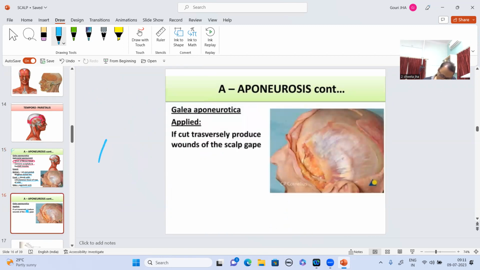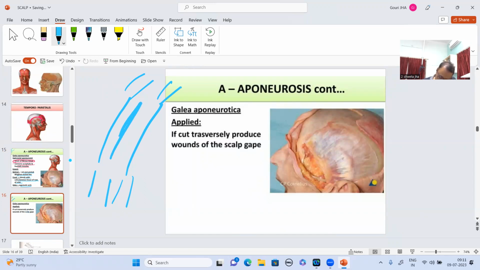Now, since we have got this sheet, it has got an anterior attachment and a posterior attachment. So if we cut it vertically, what will happen? There will be no gap. The two ends will pull each other, and there will be no gap over there. To produce the gap, it is only the transverse cut. If a transverse cut is made, the two ends will pull apart, and there will be a huge gap. So a transverse cut produces a wound gap.